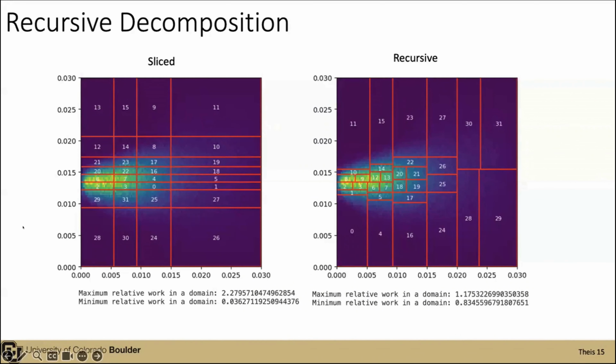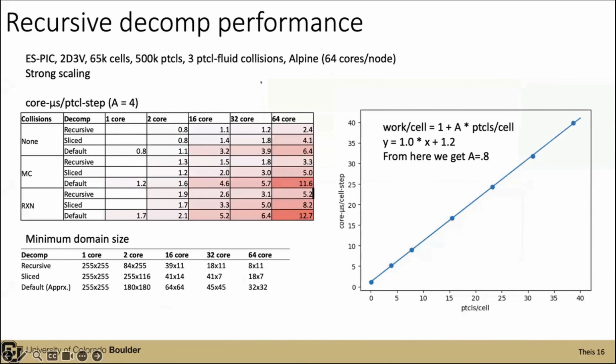I know Daniel Murray talked about this yesterday, but I thought I'd touch on it as well. So this is showing the particle density in the background, and you can see how the recursive decomposition does a better job of mapping to that particle density. The bottom stat on this plot shows the maximum and minimum relative work in a domain for all of these domains for each of these different decompositions. And they're relative to the average work in a domain. So in the ideal decomposition, all these values would be 1. And you can see that the values in the recursive decomposition are much closer to 1 than in the slice decomposition. And I see those results bear out in terms of performance.